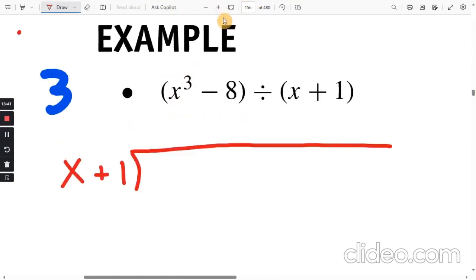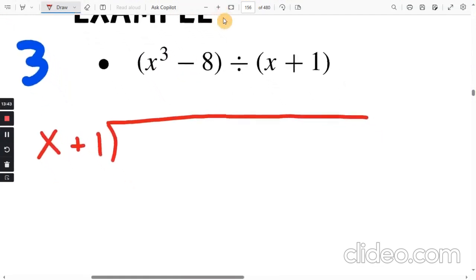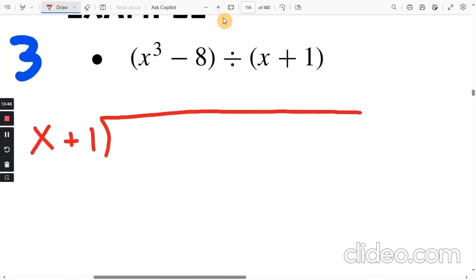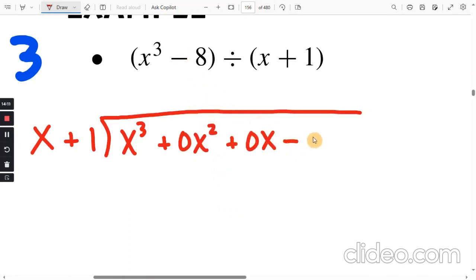Now remember, we said decreasing exponents, but you don't want to skip any. So here, the largest exponent is x to the third. Now we don't have an x squared, so I'm going to write 0x squared. 0 times anything is 0. Plus 0 won't change the value, so I'm allowed to do that. There's no x, so it's also going to be a 0 on the x, and then finally a negative 8.